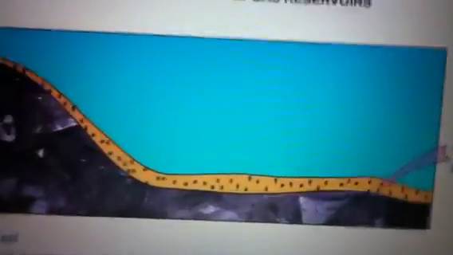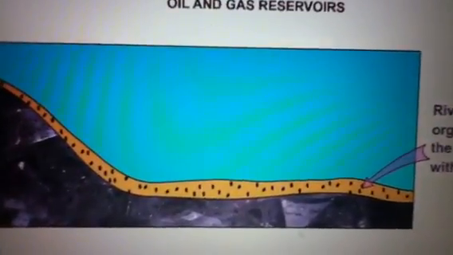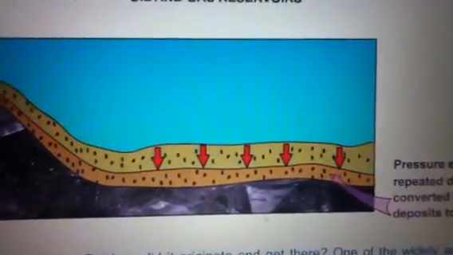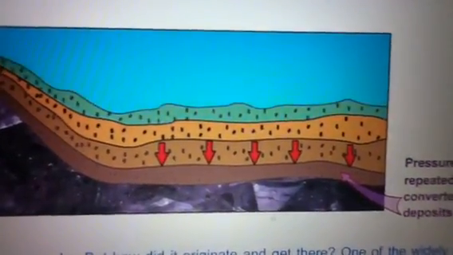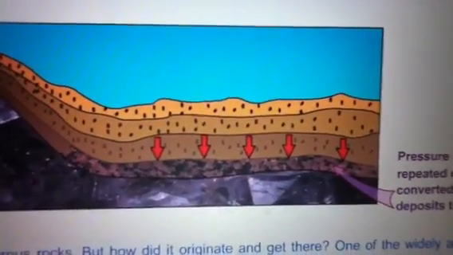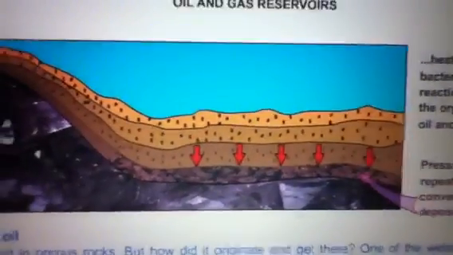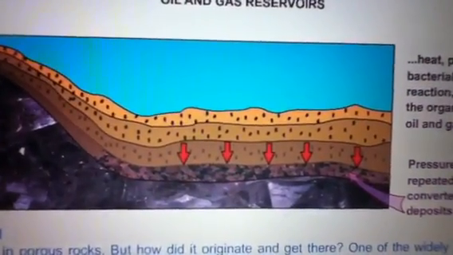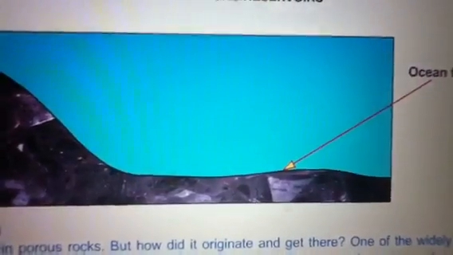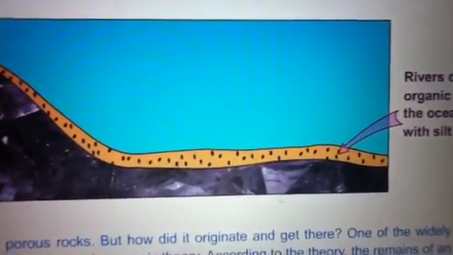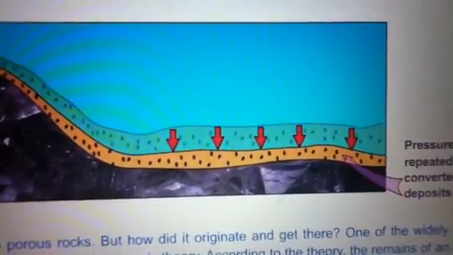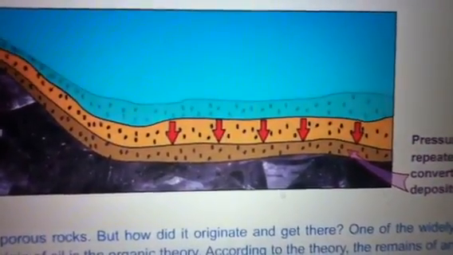Origin of oil. Oil is found in porous rocks. But how did it originate and get there? One of the widely accepted theories for the origin of oil is the organic theory. According to the theory, the remains of an abundant plant and animal life in the geologic past slowly got buried in the ocean floor. Along with organic remains, the rivers that flowed to the seas deposited large amounts of silt and mud.